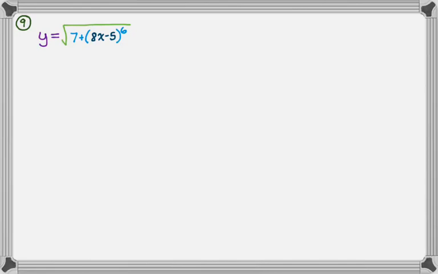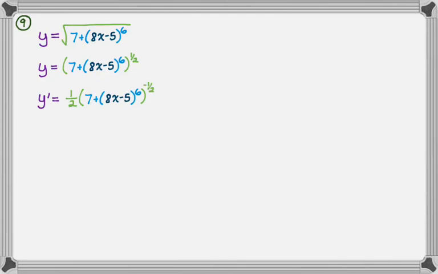First thing I'm going to do is rewrite this, because radicals can be difficult to work with. I'm going to rewrite that square root as just a 1/2 power, so rational exponents are a little easier. And now I'm going to do chain rule. I have something to the 1/2, so it's going to be 1/2, and then that stuff to the 1/2 minus 1, which is negative 1/2. Okay, so that's the first part of our chain rule.